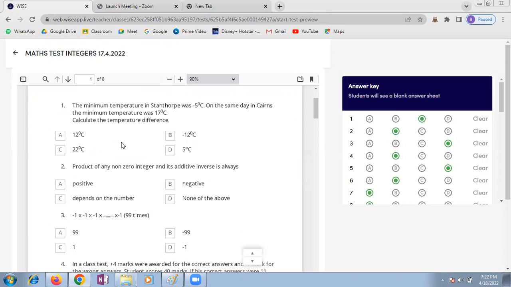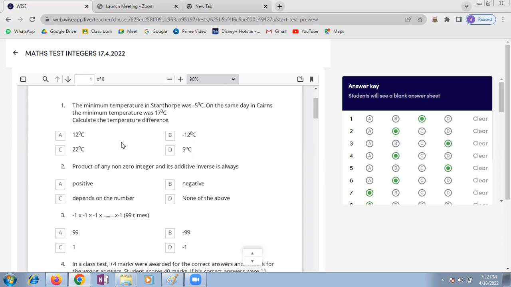Product of a non-zero integer. You can take any non-zero integer, children. You can take an integer like 2 and its additive inverse, which is minus 2. Product means you should multiply. 2 into minus 2 is minus 4. So you can write it as negative 4.